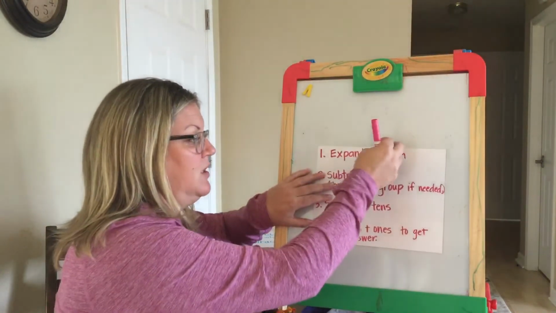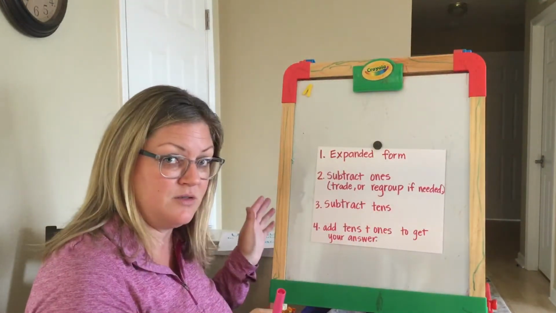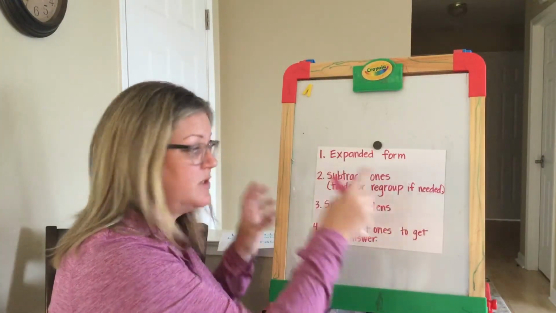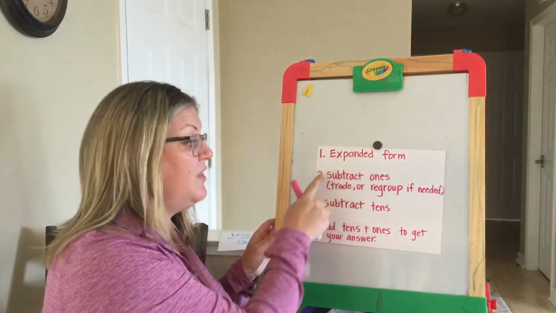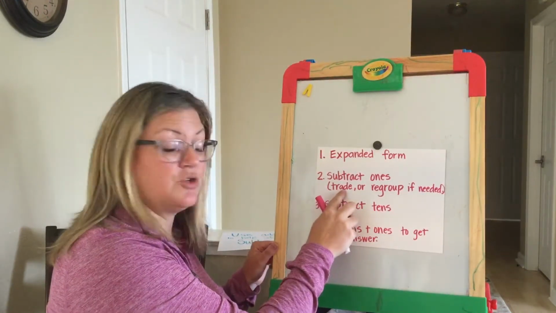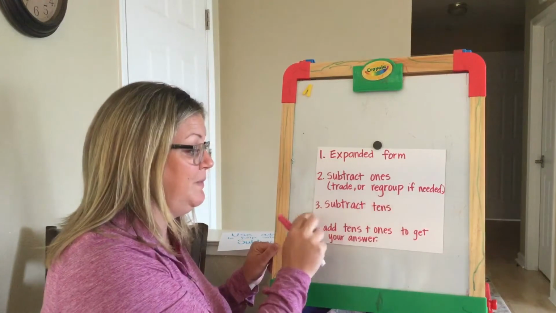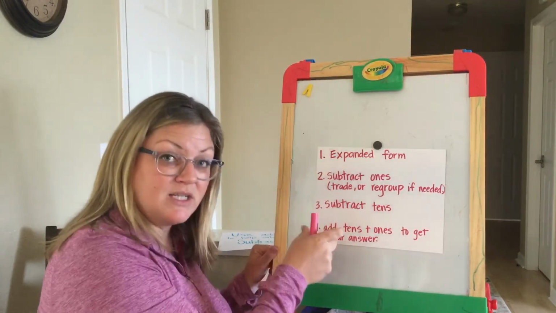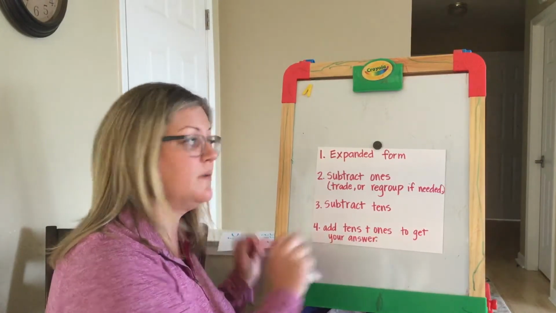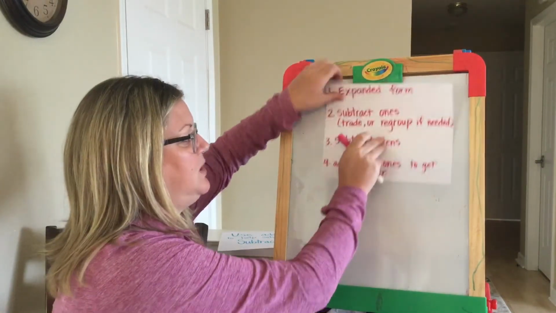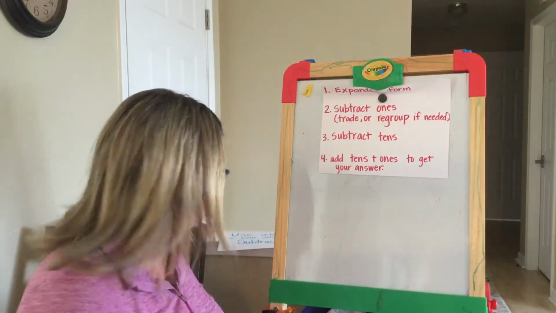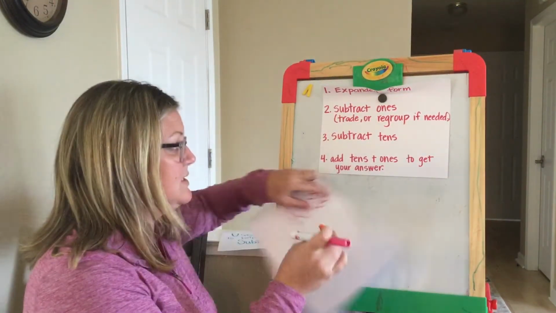So here is the basic gist. We are going to start with expanding the numbers out. So we're going to start with expanded form. Then we're going to subtract ones. And if we need to, we're going to trade or regroup. Number 3, we're going to subtract the tens. And then we're going to go back to adding and adding it together to get our answer. So I'm going to leave these steps up here for you. And I hope you can see it. So we're going to start by looking at this example.